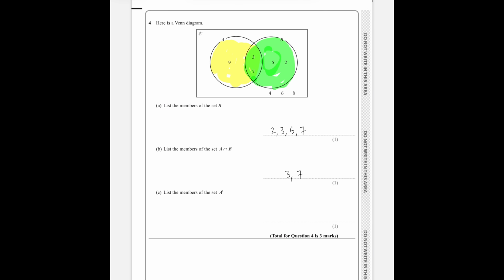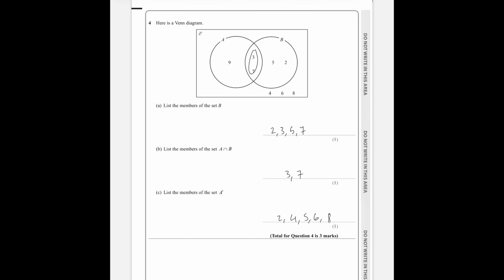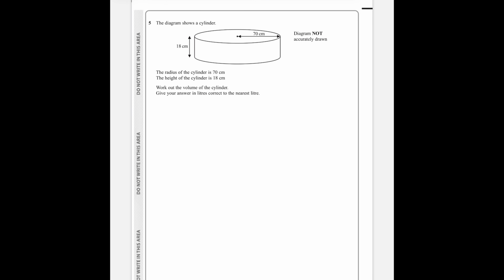So next we want anything but the numbers in set A. So that means everything outside of A. So that would be 2, 4, 5, 6, and 8. Remember, these 2 in the middle don't count in this set because they're still a part of A, even though they're a part of B. Okay, next.